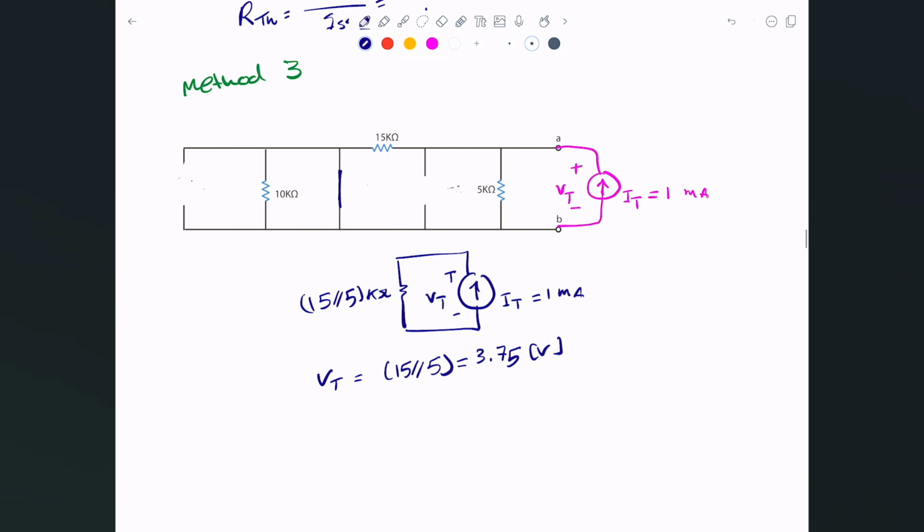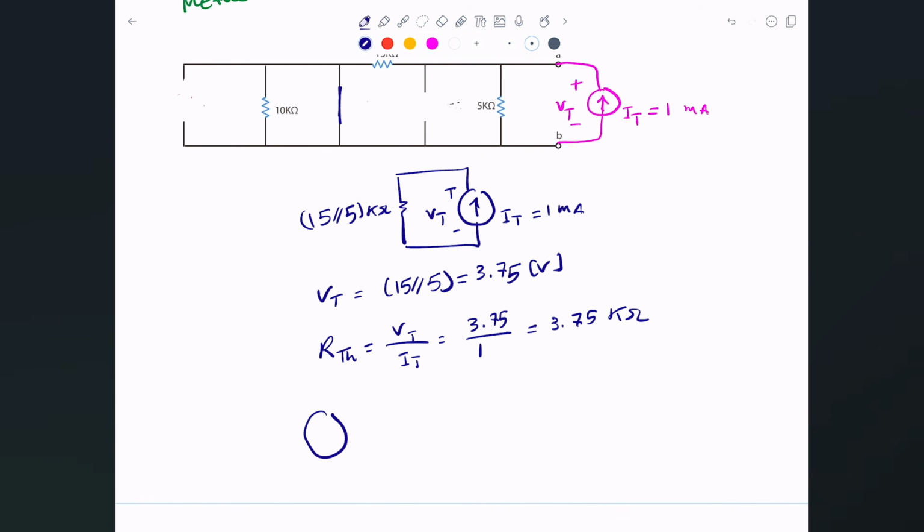All right, so that tells me the R Thevenin is simply V of test divided by I of test, and that will be 3.75 volts divided by 1 milliamp, which is 3.75 kilo ohms, exactly the same number that we've seen before. So the Thevenin equivalent for this circuit is a voltage source of negative 3.75 volts in series with R Thevenin, and the R Thevenin happens to be 3.75 kilo ohms. And you can do a source transformation to figure out the Norton equivalent as well.